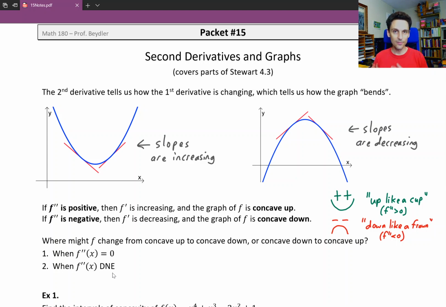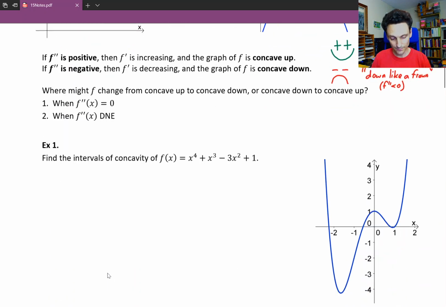If you think back to packet 14, these were the two cases we looked at for the first derivative changing signs. Where is the first derivative equal to 0? Where does the first derivative not exist? That's where the first derivative could change signs. And the same thing applies to the second derivative. If you want to know where the second derivative changes signs, look for where it's 0 and where it does not exist, and it could change signs as you cross those x values that make that happen.